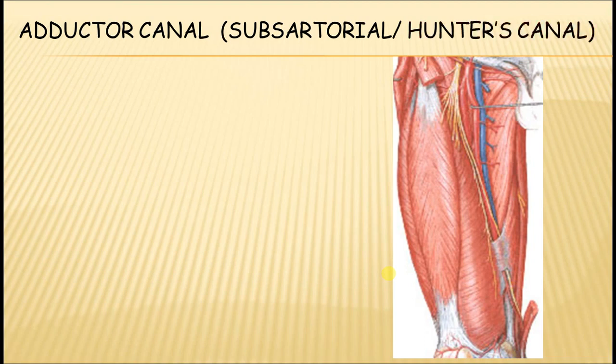So we are coming to the next aspect. So far we have seen the muscles, the vessels and the nerves of the obturator compartment, the adductor compartment. Now we are coming to the adductor canal, which is also called the subsartorial canal or Hunter's canal.